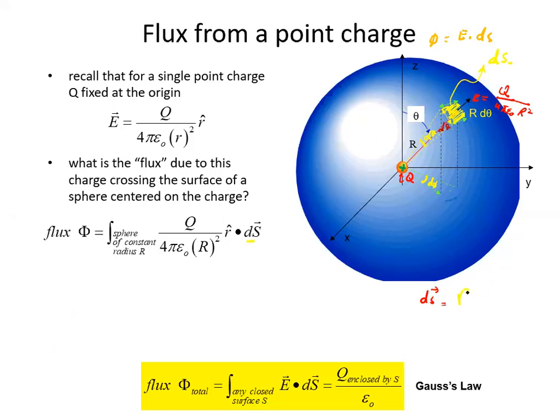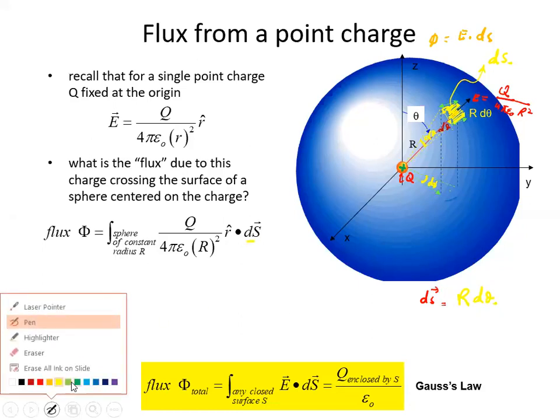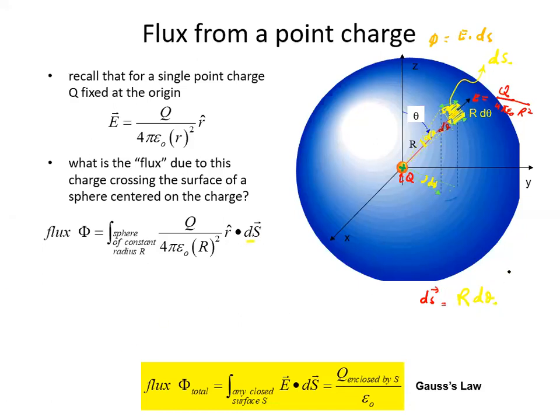The yellow arc is r d theta, and the green arc is r sine theta d phi. Right? The green arc is r sine theta, how much? d phi. Okay, so this is already known to us.